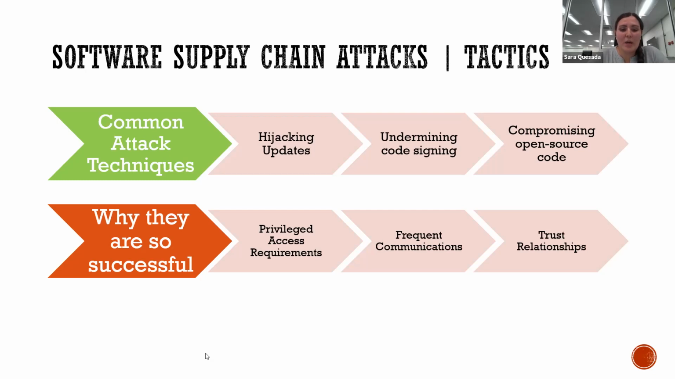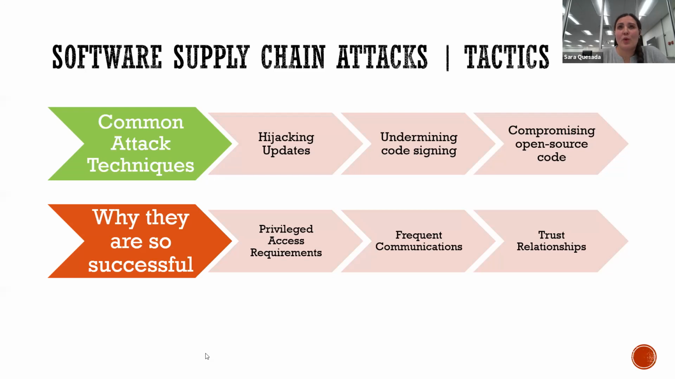So with that being said, the ability to successfully pull off a software supply chain attack requires strong technical aptitude and is often a really long-term commitment. The types of individuals who are successful are often attributed to advanced persistent threat actors, or APTs. So what typically makes these successful? There are three things that make these successful: privileged access requirements, frequent communications, and trusted relationships.